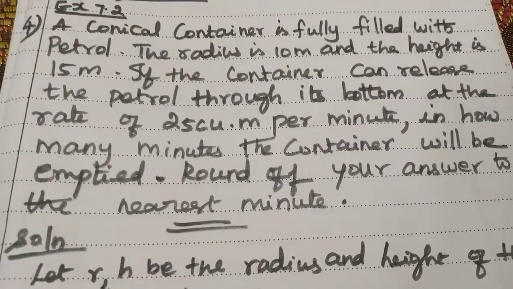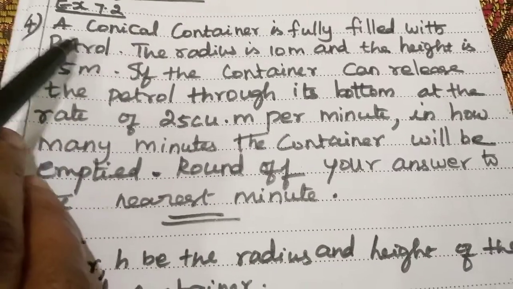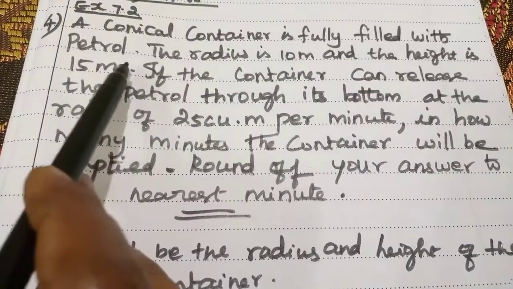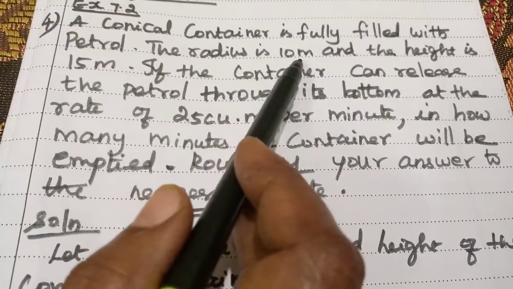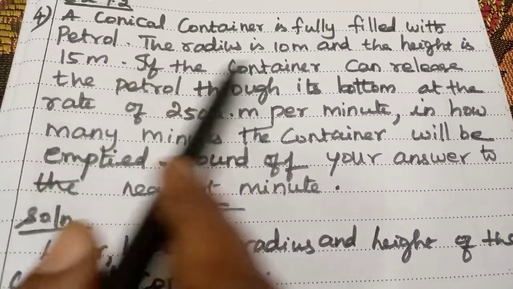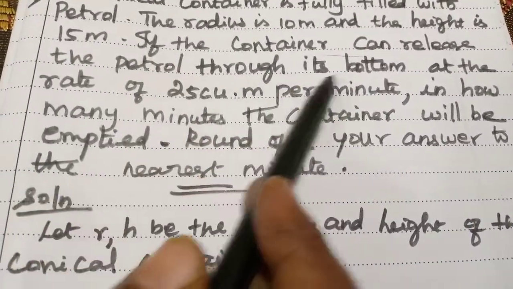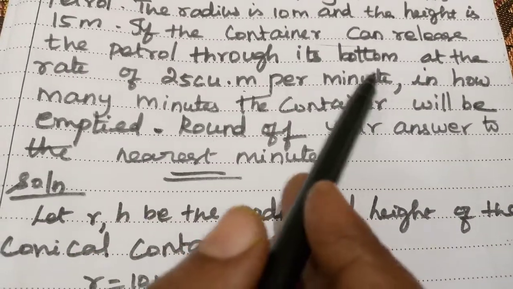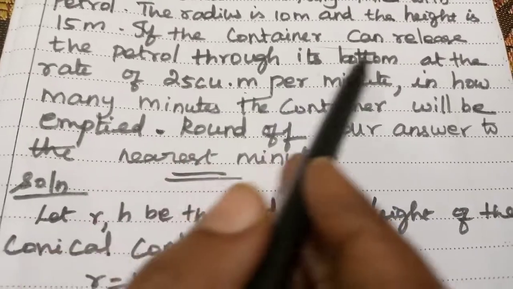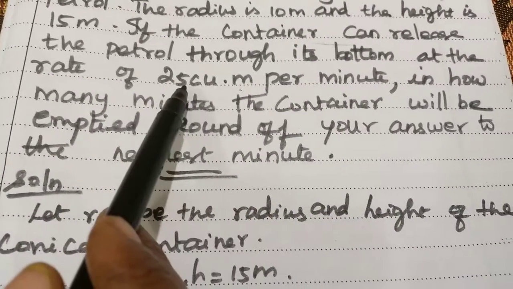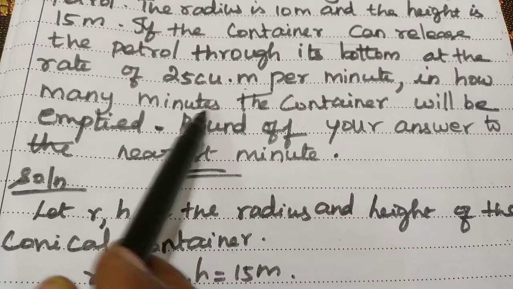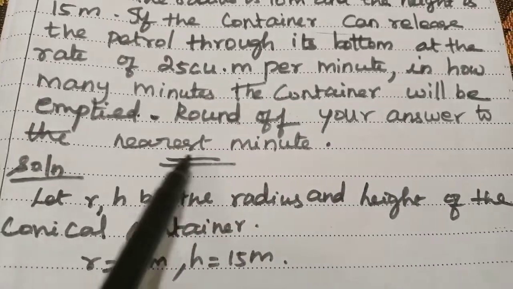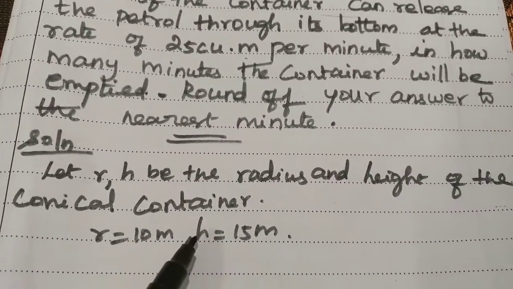Next, exercise 7, question number 4. What is question number 4 now? A conical container is fully filled with petrol. The radius of the cone is 10 meter and the height is 15 meter. If the container can release the petrol through its bottom at the rate of 25 cubic meter per minute, in how many minutes will the container be emptied? Round off your answer to the nearest minute. When it will be empty, that we have to find out.